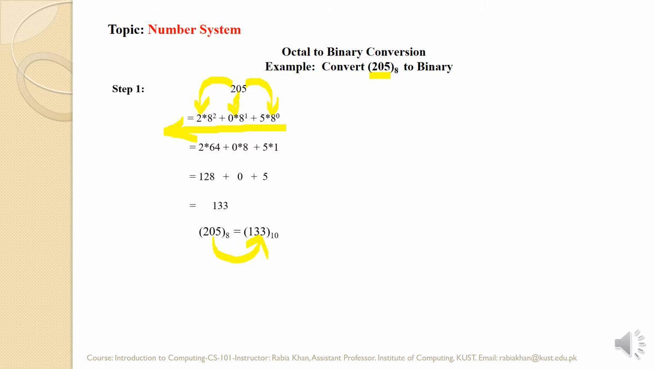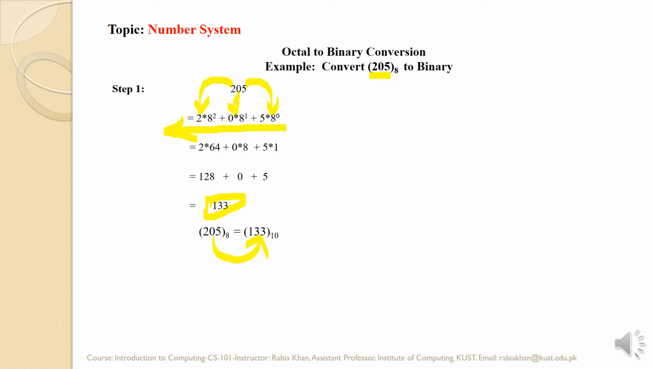Now we have to move on to the next step. Keep in mind, this is not the end result, so don't stop here. You have to then perform the second step. The second step says this decimal number which has been generated needs to be now converted into binary number. And what is the procedure to convert a decimal number into binary? We have already discussed that in previous lectures.